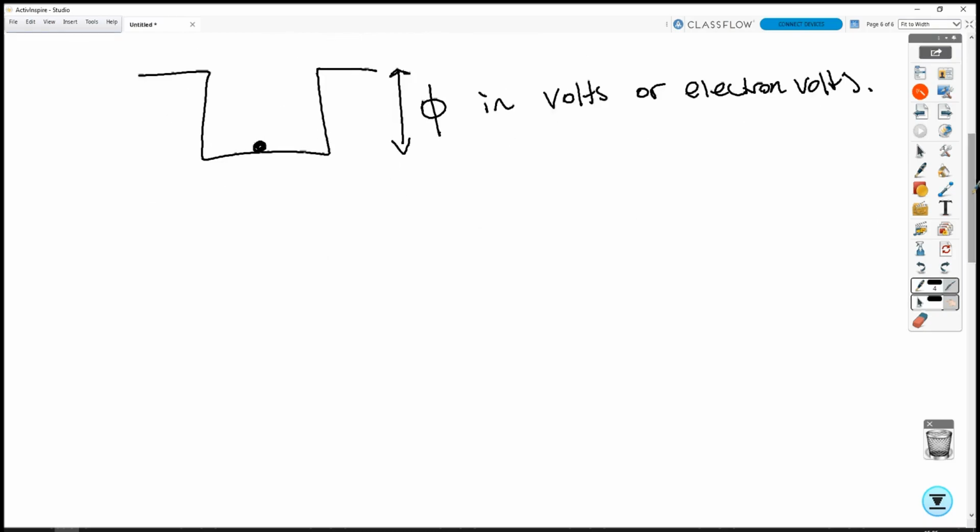So we start with a low frequency. And then we change the frequency until we just about start getting photoelectrons emitted.